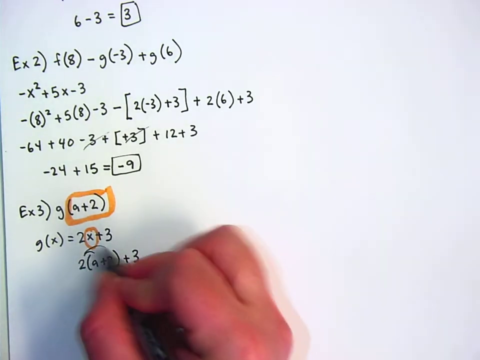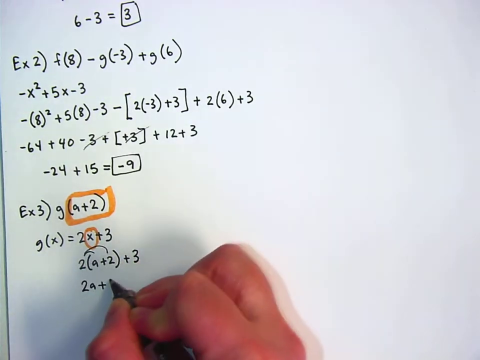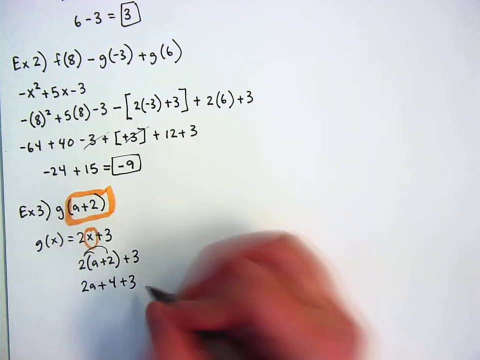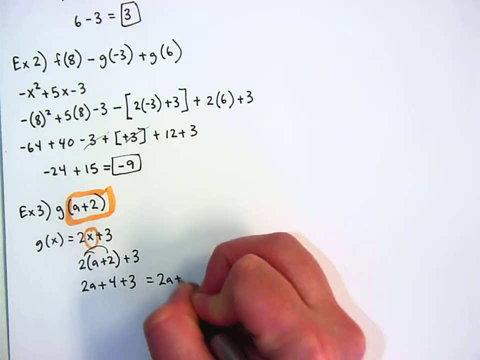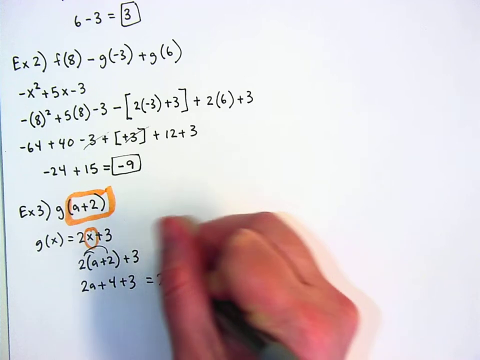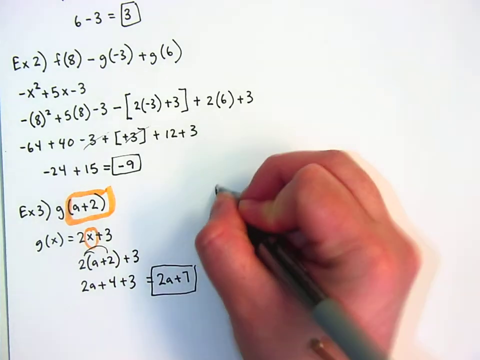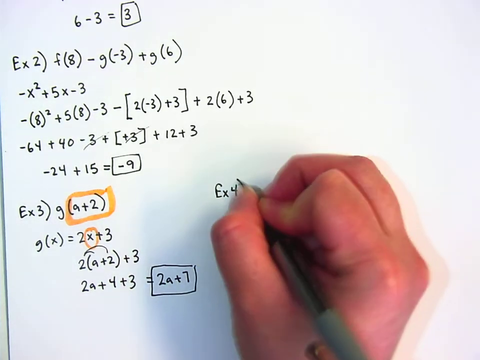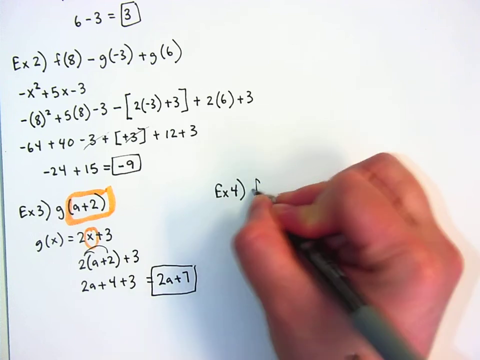I'm going to distribute to both. That's 2a plus 4 plus 3, which equals 2a plus 7. And no, you can't combine those because one has an a and one doesn't. They love to put this in college entrance exams.